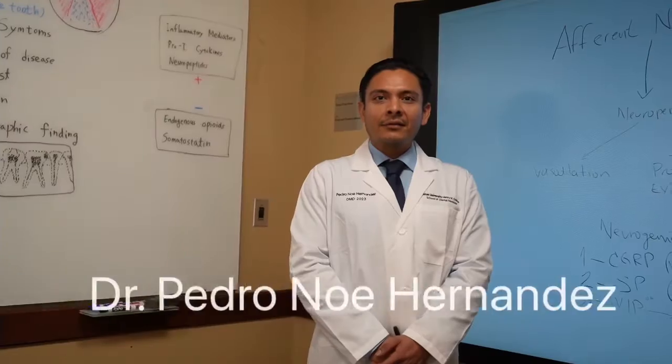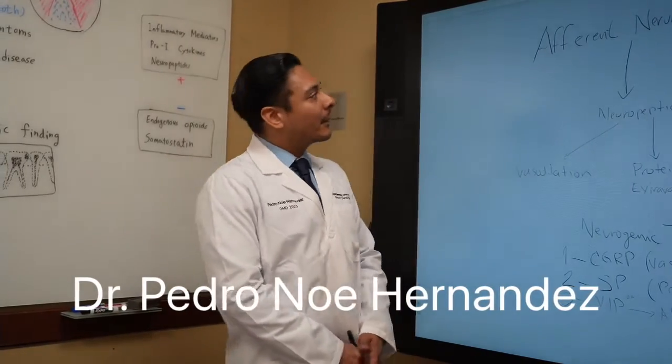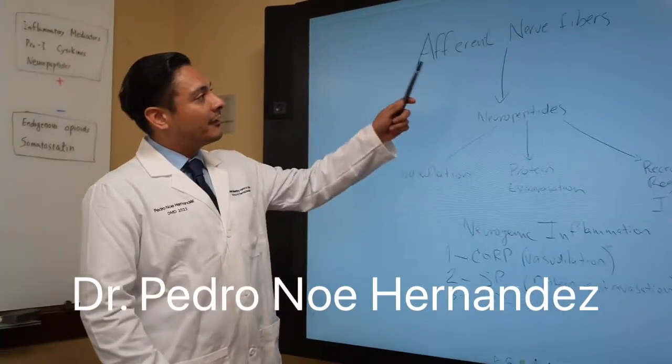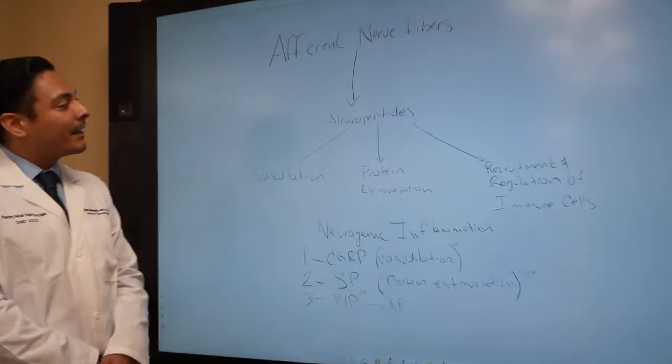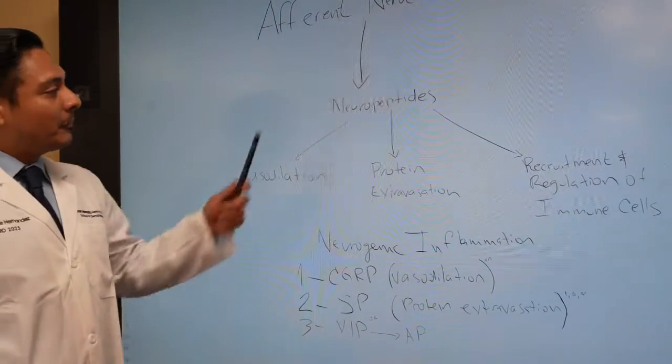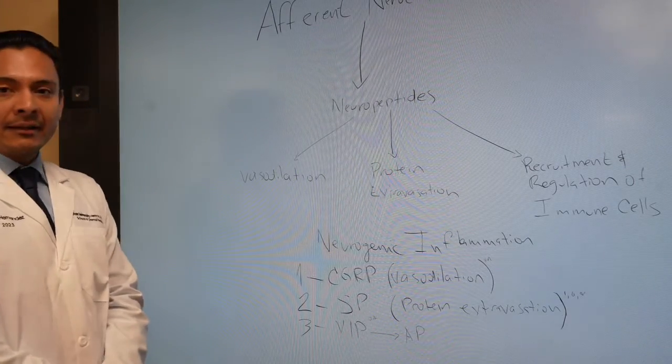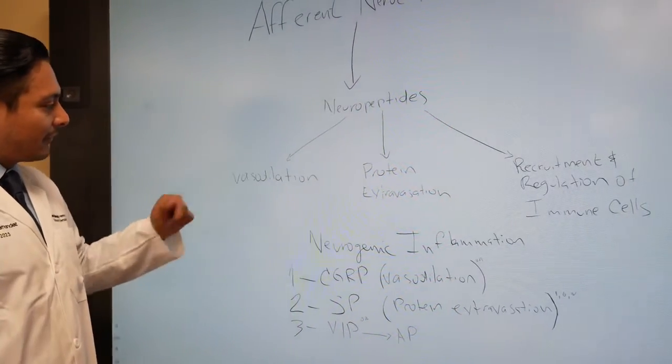Hernandez. To continue the role of adaptive immunity, we're gonna see how the afferent nerve fibers have an interaction in the apical periodontitis. They do this through neuropeptides, which will cause three different effects. The first effect is vasodilation.